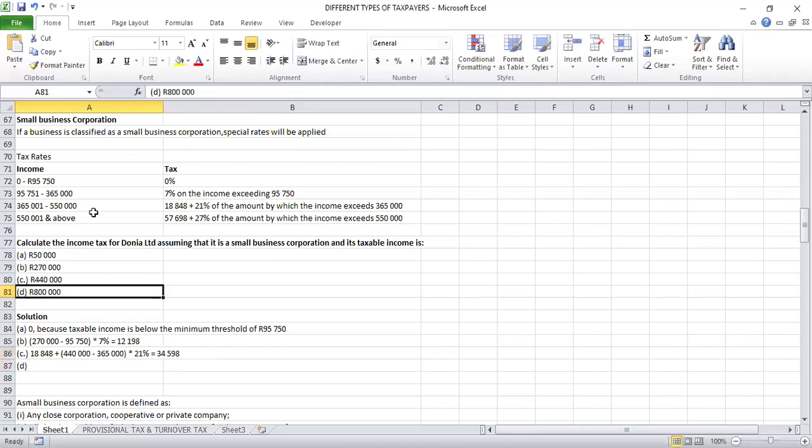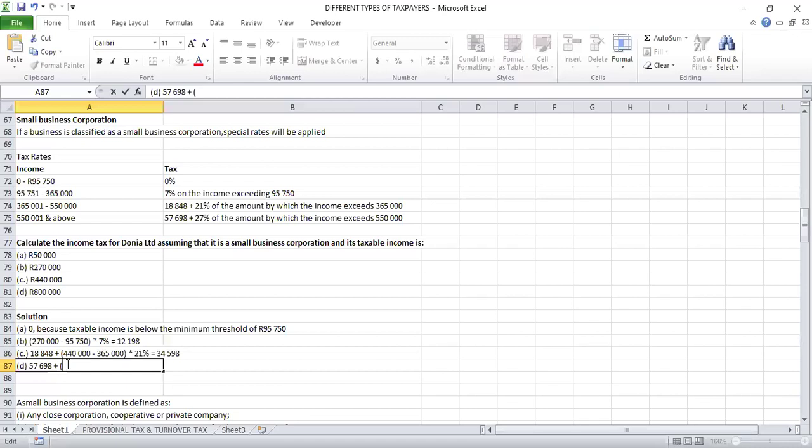Then if they earn 800, they will be in the last bracket here. So they'll pay the minimum 57,698 plus 800,000 less 550,000 multiplied by 27%. What do you get? $125,198.